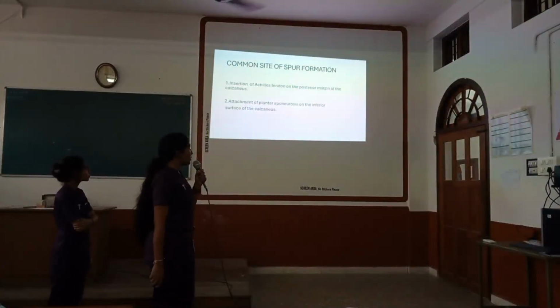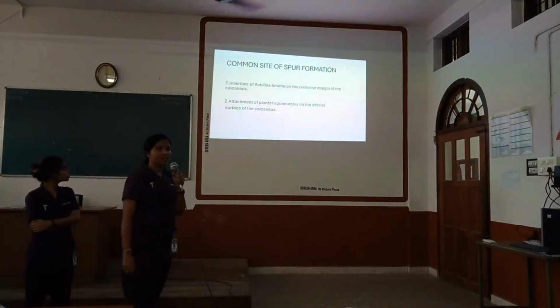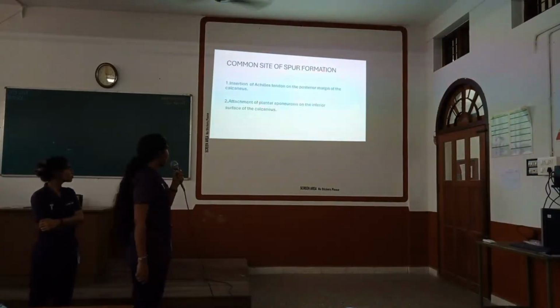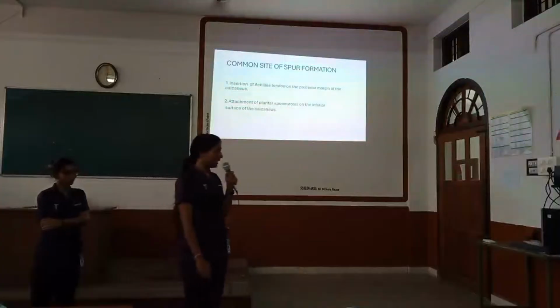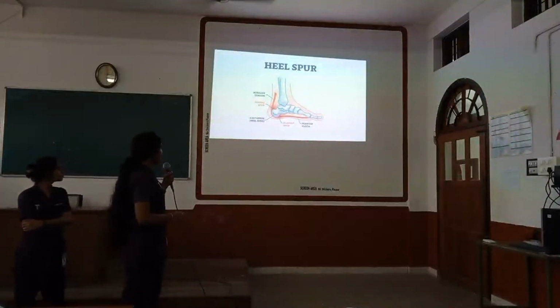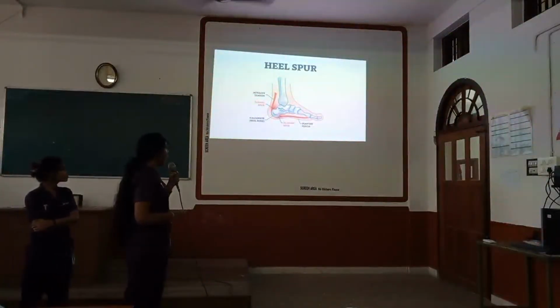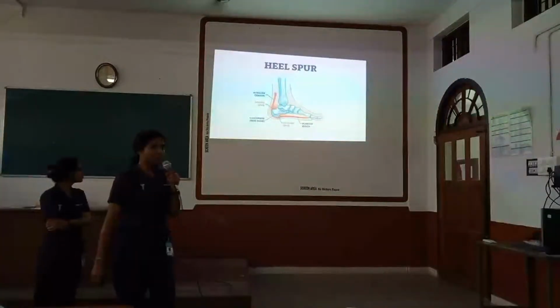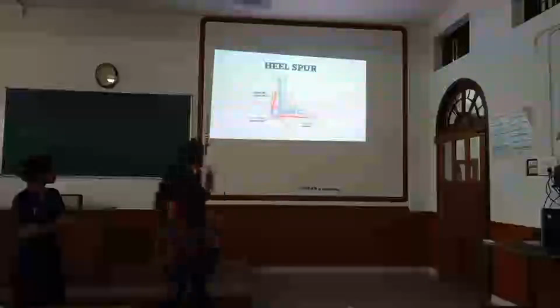The common sites of spur formation are the insertion of the Achilles tendon on the posterior margin of the calcaneus, and the attachment of plantar aponeurosis on the inferior surface of the calcaneus. This is the plantar fascia and this is the Achilles tendon. Both are attached to the calcaneum. If the spur is formed at this side, it is termed as dorsal spur, and if it is formed at this side, it is plantar spur.